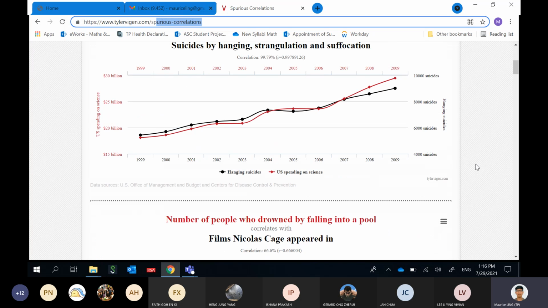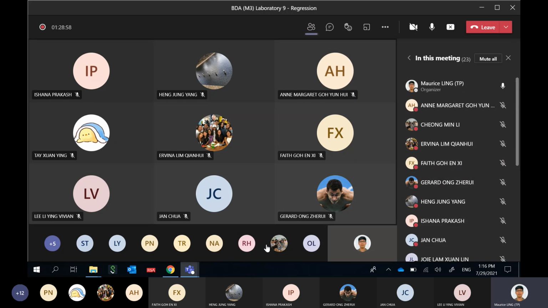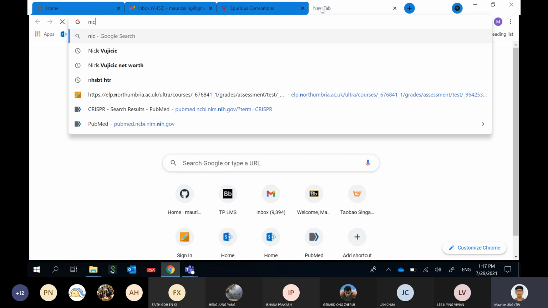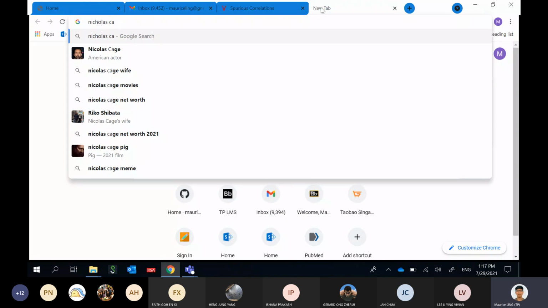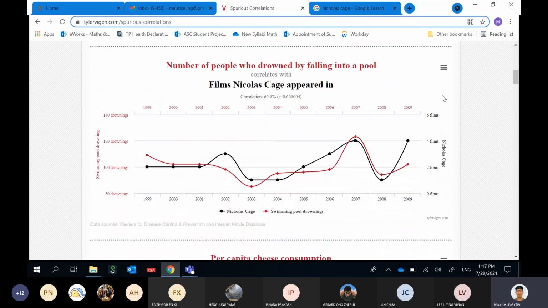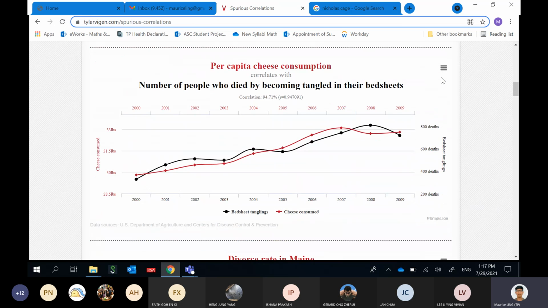Does anybody know who Nicolas Cage is? He's an actor. Yeah, the actor from National Treasure, the protagonist. Yep, this guy. Okay. So the number of people who drown by falling into a pool is actually correlated to the number of films Nicolas Cage appears in. Okay. And you have more.